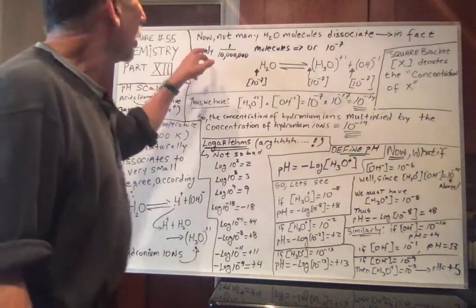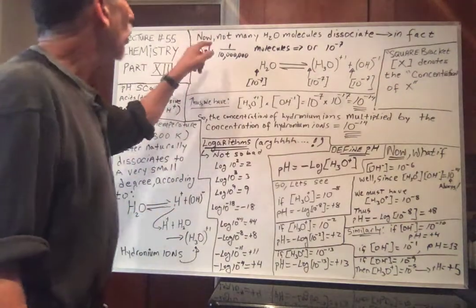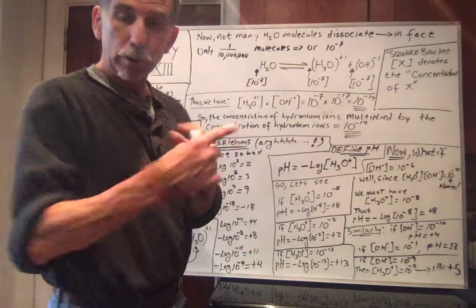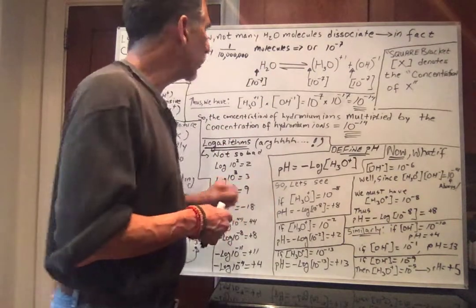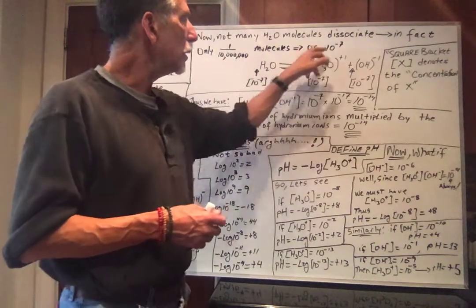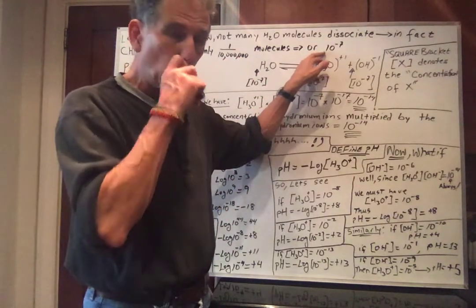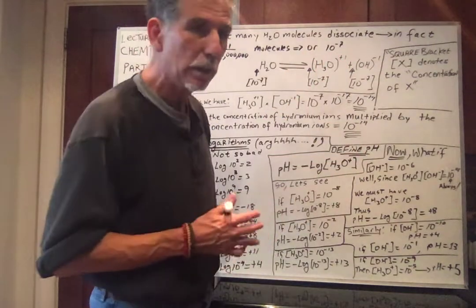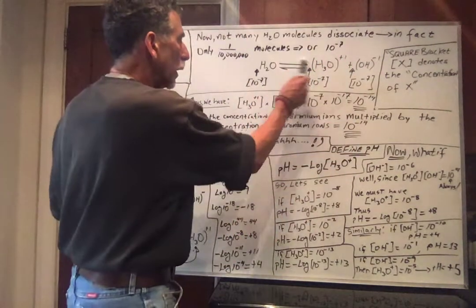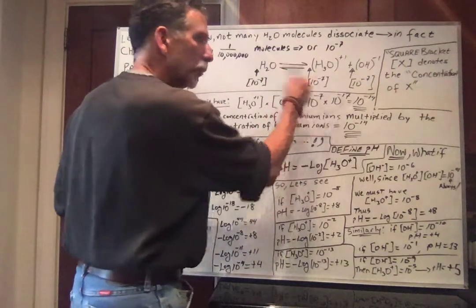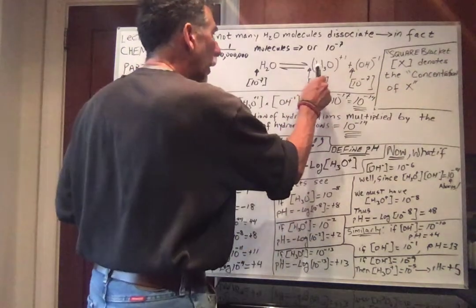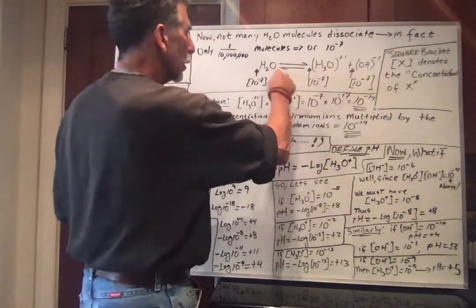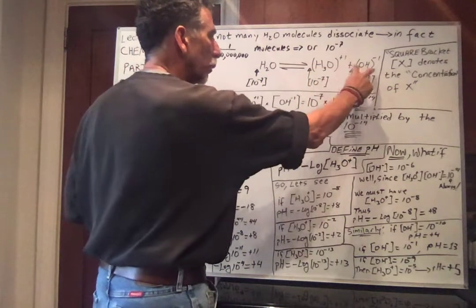Now, only 1 in 10 million molecules actually dissociate on average at room temperature. 10 million is 10 to the 7th. So one water molecule in 10 to the 7th is a concentration of 10 to the minus 7. So we have water, again, the arrow going both ways, forming, I skipped the step for the H plus ion, hydronium plus hydroxide. Now let's look, this equation is balanced. H2O goes to H3O plus OH.